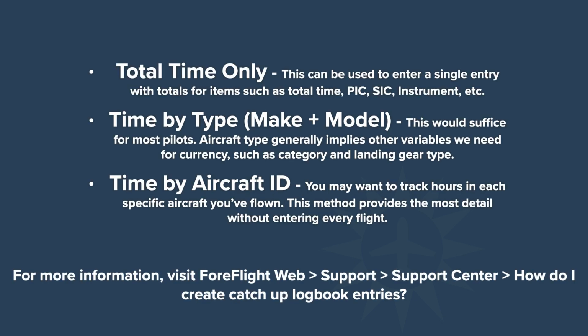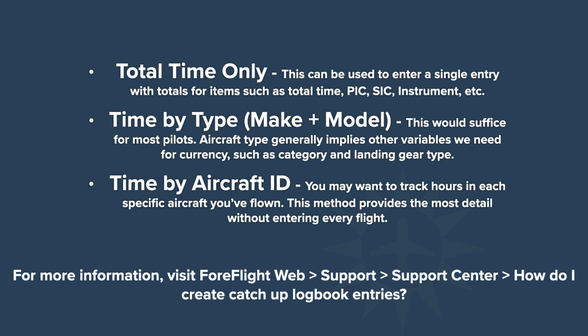So there are 3 types of catch-up entries. There is total time only. So this is entering the total times in an individual entry by field. So think total time, PIC, instrument, etc. We have time by type, so anything that is make and model, you can visualize that as all the time that you have in a 172 or an Archer or 182.